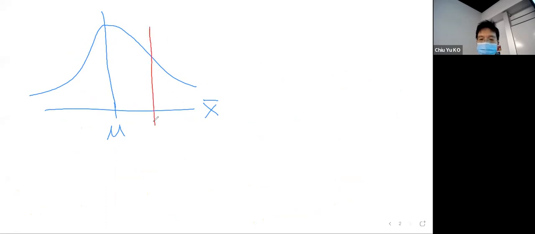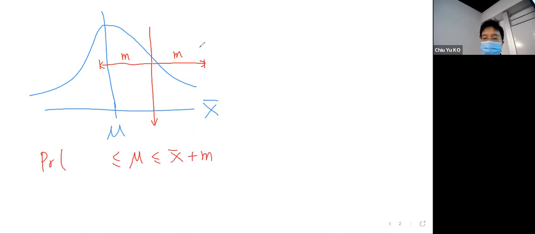So what we want is, suppose the data give us this value. We want to extend left and extend right by M. And we want this interval to have a high probability of including mu, right? So the idea is this: the probability that mu is included in this interval, X bar minus M and X bar plus M, and we want this to have a very high probability, 1 minus alpha.